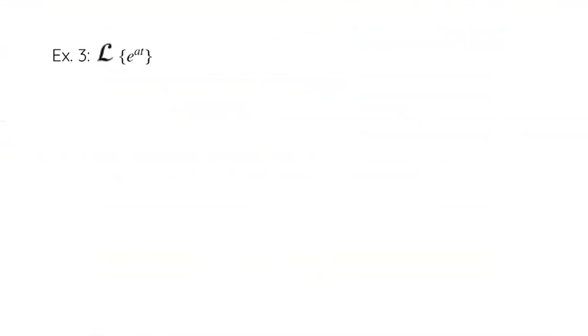Let's see. We have the Laplace transform, this time of e to the at. And we're going to assume that a is a constant and a is not equal to 0. So if we looked at the table, it would tell you a certain answer. But I'd like us to think about where that answer comes from. So let's apply this formal definition.